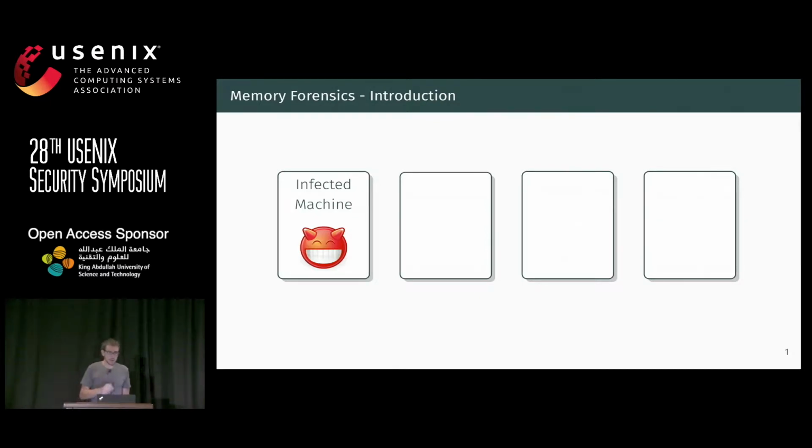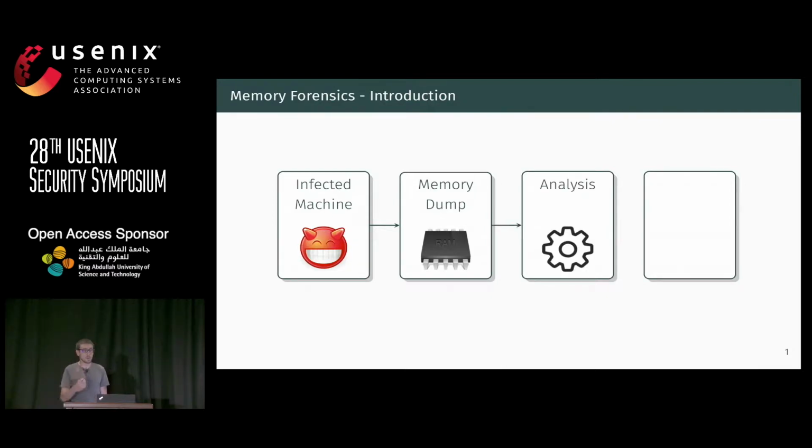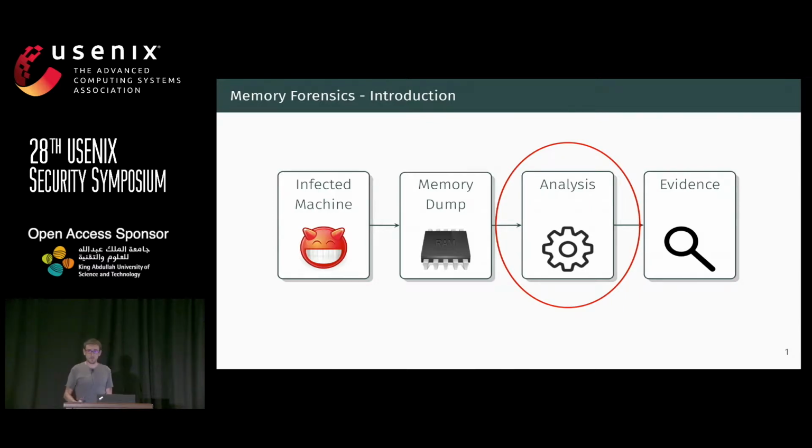In all these three cases, the workflow of memory forensics is pretty similar. First of all, the analyst has to acquire a memory dump from the machine under analysis, so basically to read the content of the volatile memory. After he does so, he can run a bunch of different analyses on this memory dump, which we'll talk about later. And from this analysis, he gains evidence. So he understands basically what went wrong, what the malware behavior was, and so forth. The focus of today's talk is going to be on the analysis part of memory forensics.